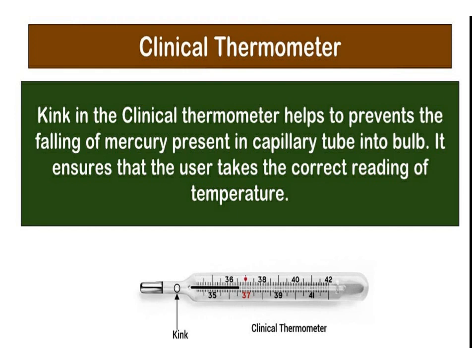Okay, so that we can take a correct reading, this kink helps the mercury to stay in the capillary tube. Otherwise, what will happen, as soon as we take the temperature of the person, we cannot read the temperature, that what is the condition of the person, how much degree fever this person is having. It will directly go to the bulb. Okay, so this kink prevents the mercury from falling down into the bulb and keeps it in the capillary tube only.